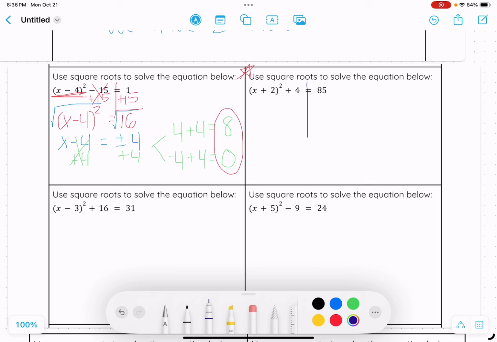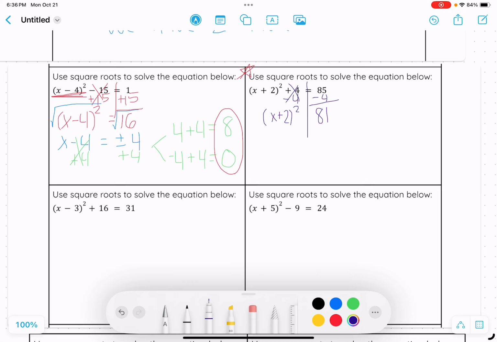Okay, our first step is that we have to move this plus 4 to the other side. So we're going to subtract 4 and subtract 4. So we're doing 85 minus 4, so we get 81 over here. And then we still have this (x plus 2) squared over here.